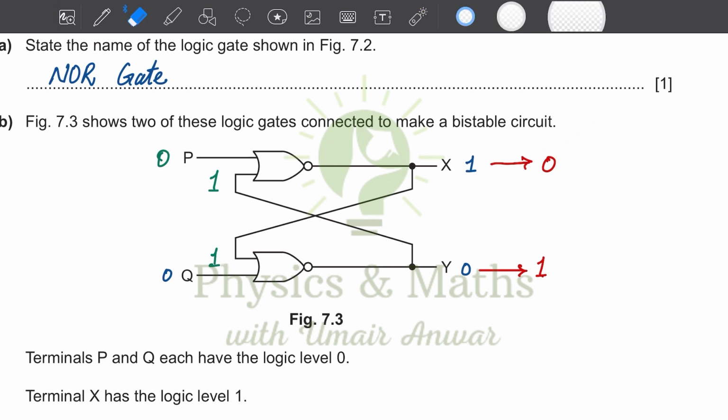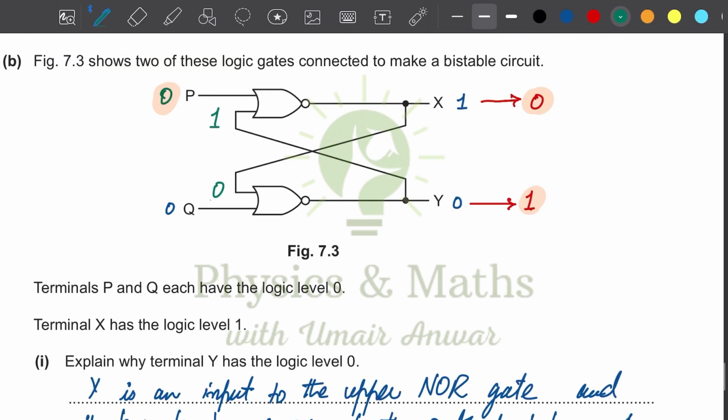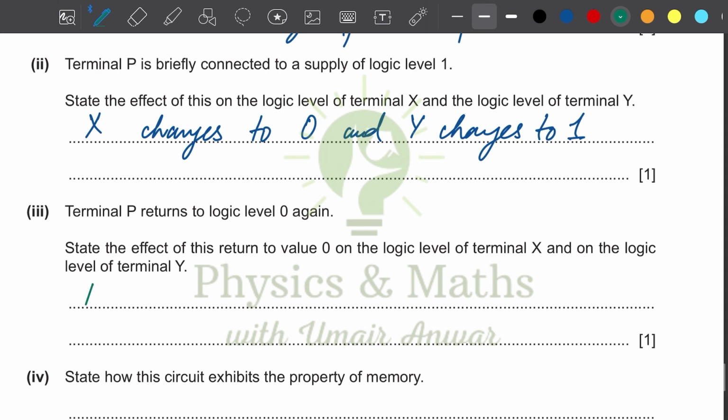Now this 0 would be applied over here. So both the inputs for the lower NOR gate are 0 and the output would remain 1. So it means that there is no change taking place for the X and Y when P is changed to 0. So I'm writing the answer. Both stay the same and do not change.